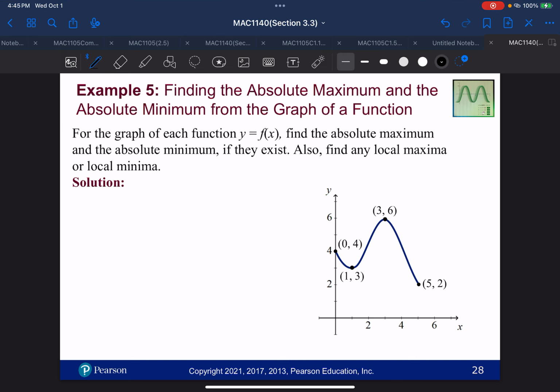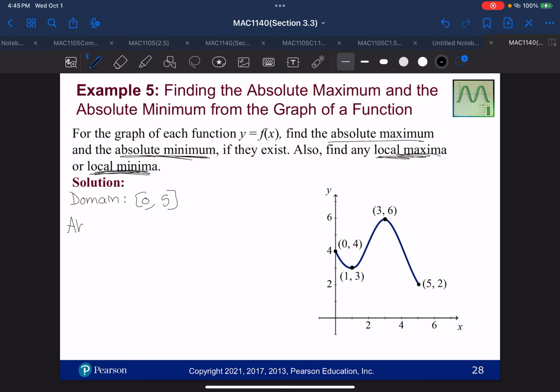Okay, so let's do a couple of these examples. So this one is giving us a picture of a graph, and they want us to identify any absolute maximum or absolute minimum if they exist. And then they also want us to find any local maxima or local minima. So first of all, let's just talk about the domain in general of this function. It starts at the x value of 0, and it ends at the x value of 5. And these are included because they have closed dots, so that's our domain of the function.